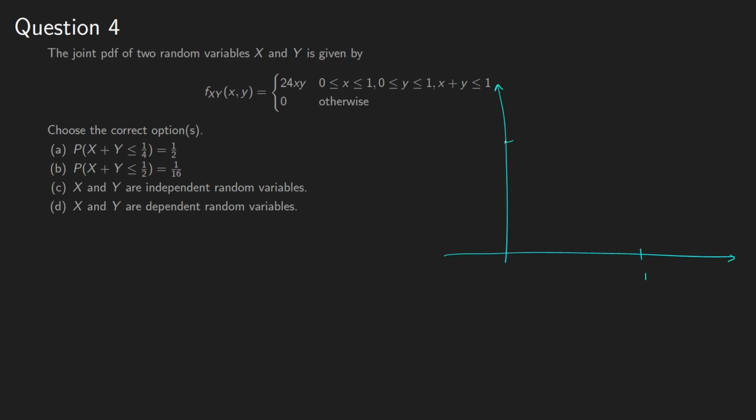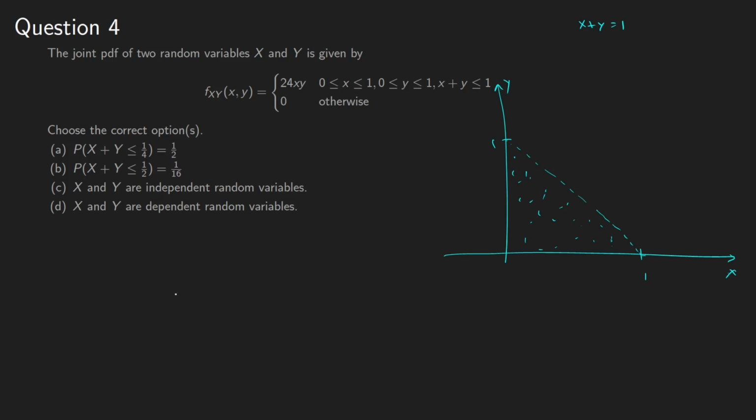So x and y, x goes from 0 to 1 and y also goes from 0 to 1 only, and x plus y should be less than or equal to 1. You know that x plus y equals 1 is a line, this line. So x plus y less than or equal to 1 will be this side of the line. So this is the support.